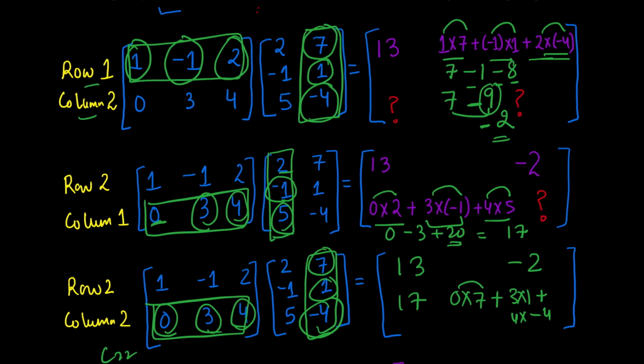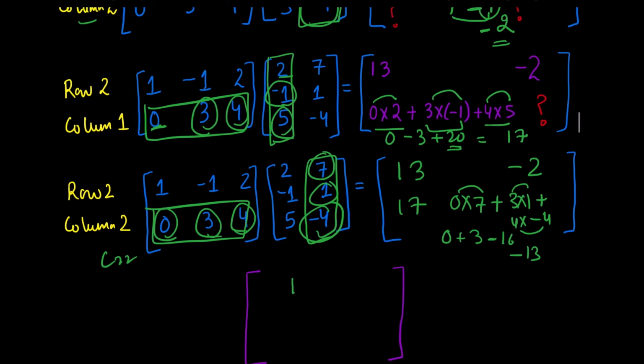So again this term will be 0 because it's multiplying by 0. 3 times 1 is 3, 4 times 4 is 16, and then you have a negative sign. And if you subtract 3 from 16, it becomes 13 and then it's negative 13. So the answer to this problem is 13, minus 2, 17 and minus 13. So this is the product of A and B. Again, it's a 2 by 2 matrix you get.